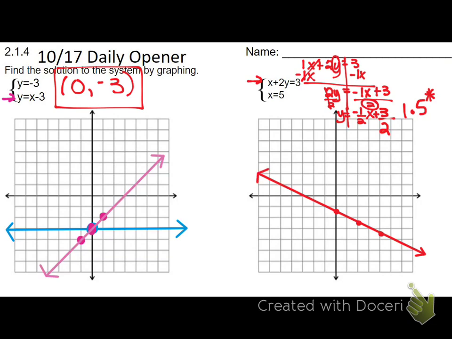Okay, good. Now for x equals 5, I just have x equals 5. So where would I graph that 5? It's on my x-axis. I just go to the right 5. Do I have a slope? No. When I graph an x equals, what type of line do I draw for it? A vertical.